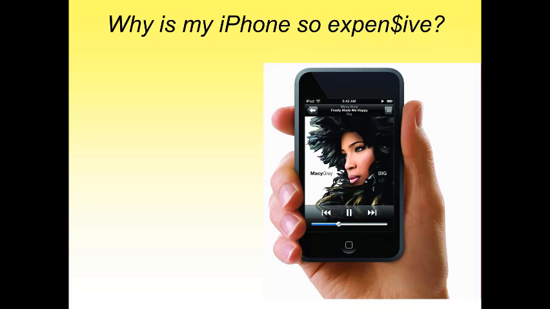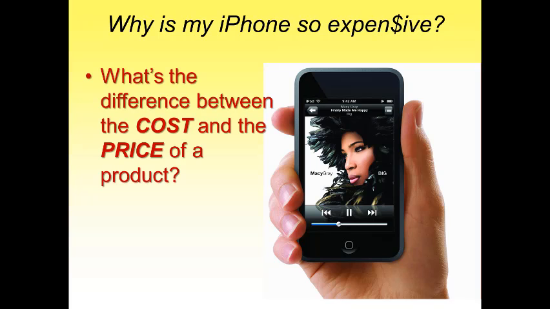Now, price is the other side of the equation here. Again, iPhones are generally more expensive than other phones. And so we can ask ourselves, why is that so? Well, in order to answer that question, we have to make sure we're clear about the difference between the cost of a product and the price of a product. Those are two different things. Sometimes the terminology is used interchangeably.